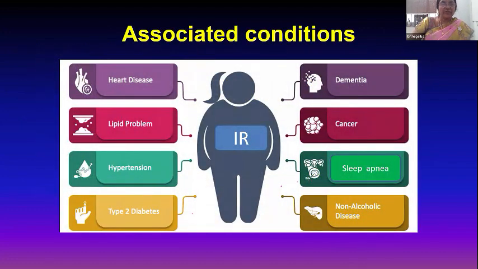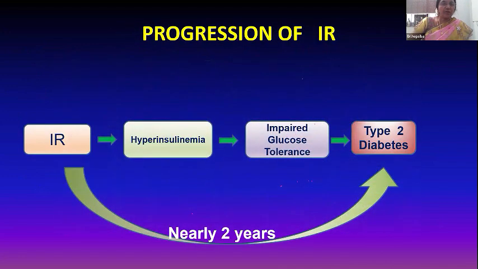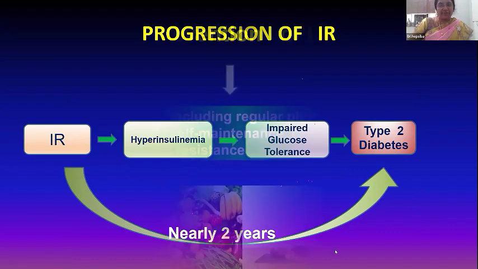And with insulin resistance, a lot of associated conditions can crop up. As we all know, heart disease, dementia, hyperlipidemia, hypertension, non-alcoholic fatty liver disease, sleep apnea, and cancers: colorectal cancer, breast cancer, endometrial cancer. So many cancers are tied up with insulin resistance. It takes a minimum of 2 years to become type 2 diabetes, so it's better to catch them around this phase so that we can prevent diabetes. Insulin resistance will go on to hyperinsulinemia, impaired glucose tolerance, then type 2 diabetes.